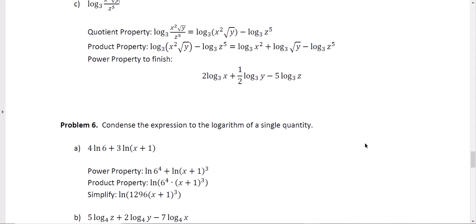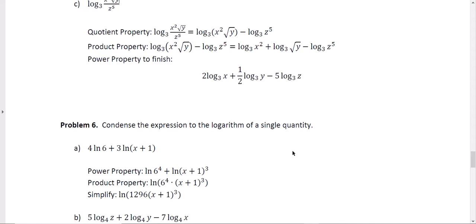All right, here's our last example, well, a series of examples. Not only can we expand as a sum, difference, and or sum of constant multiples, we can go the opposite direction. We can condense the expression to the logarithm of a single quantity. Sometimes we want it more expanded, sometimes we want it more condensed. And we go in the opposite order. Whereas to expand, we start with the product and quotient rules and finish with the power rule. Now to condense, we're going to start with the power rule and then move on to product and quotient at the end, depending on if it's addition or subtraction.